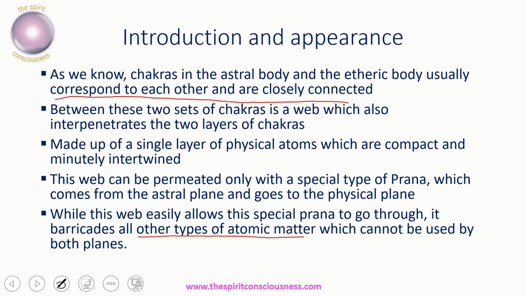So I'll just do a quick diagram over here. Let's say this is the etheric force center and this is the astral force center. Here you have a single layer of physical atoms which are very compressed and close to each other. From here, this special type of prana can pass through, and so this is permeated by a special form of vital force.